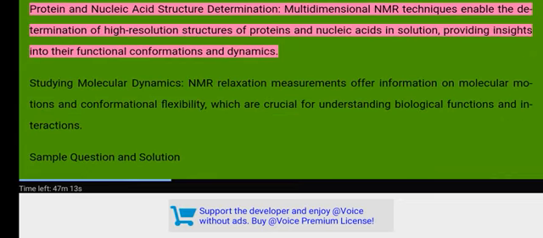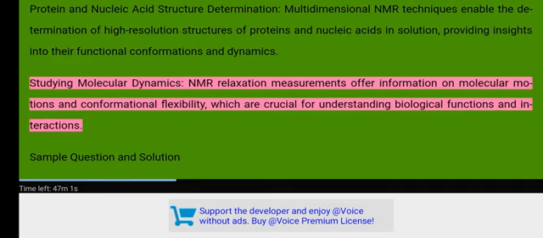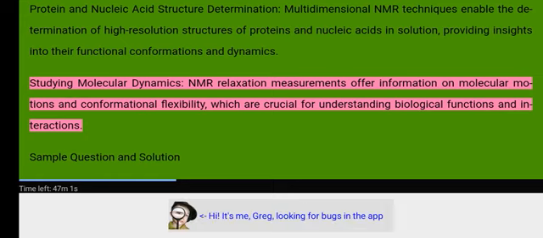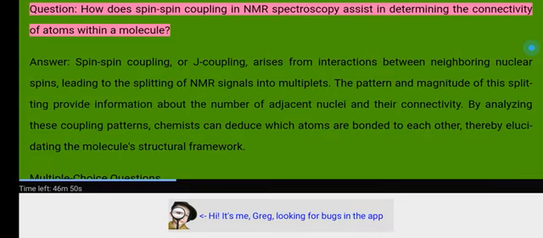Protein and nucleic acid structure determination. Multidimensional NMR techniques enable the determination of high-resolution structures of proteins and nucleic acids in solution, providing insights into their functional conformations and dynamics. Studying molecular dynamics. NMR relaxation measurements offer information on molecular motions and conformational flexibility, which are crucial for understanding biological functions and interactions. Sample question and solution.